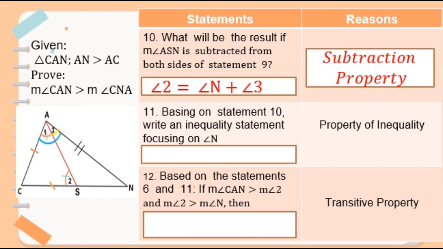Next, based on statement number 10, write an inequality statement focusing on angle N. So we have angle 2 is greater than angle N. The reason is property of inequality. Next statement, based on the statements number 6 and 11, if measure of angle CAN is greater than measure of angle 2 and measure of angle 2 is greater than measure of angle N, then angle CAN is greater than angle N. The reason is transitive property.